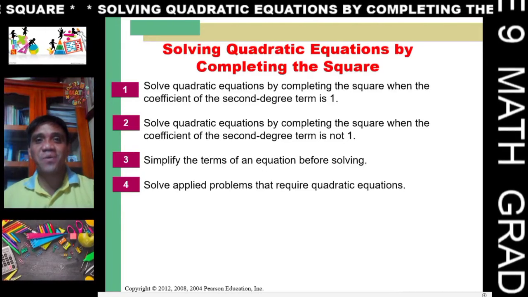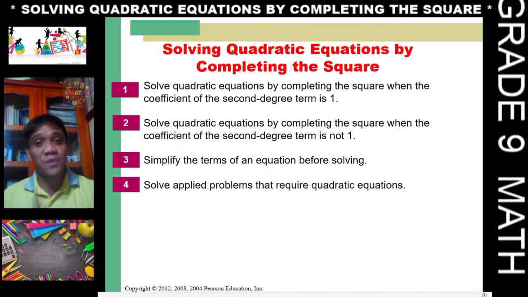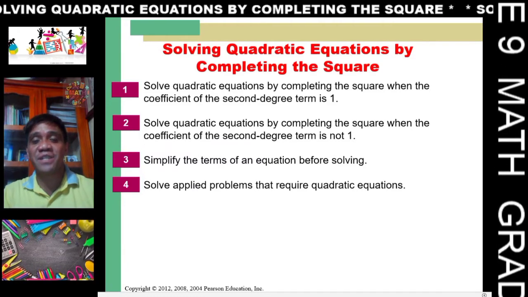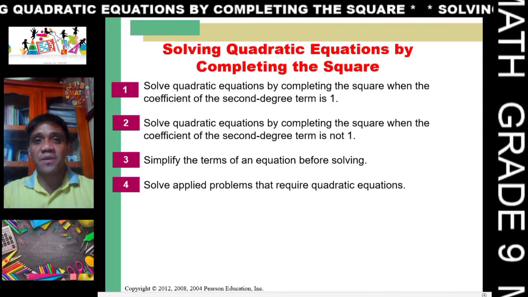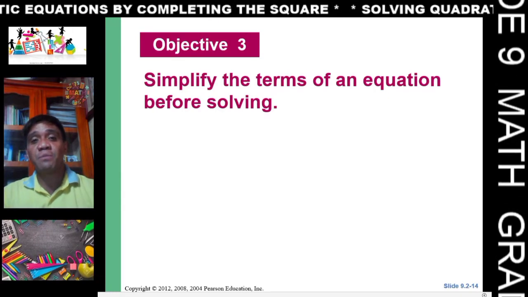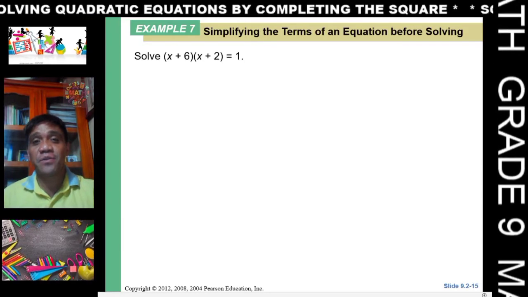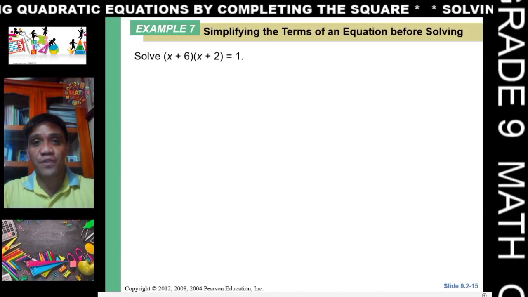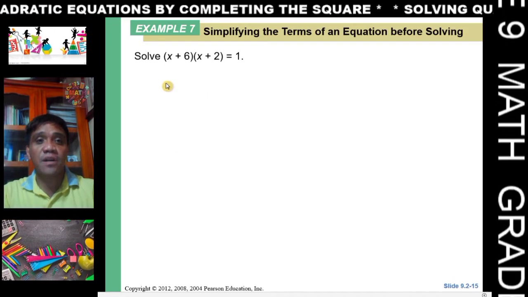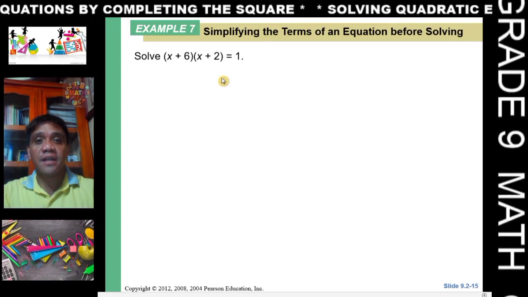Here we go. So we are done now with objective number 1 and objective number 2 of solving quadratic equations by completing the square. So let's proceed to objective number 3, and that is to simplify the terms of an equation before solving it. So there is an example in simplifying terms of an equation before solving it. Consider the example: the quantity x plus 6 times the quantity x plus 2 is equal to 1.